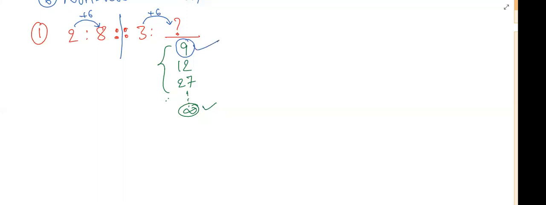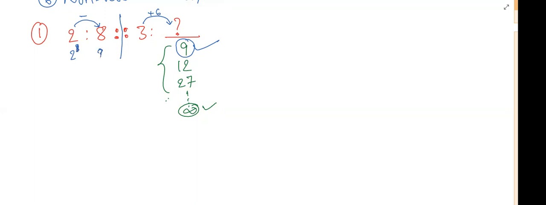Yes, correct. Sir, what is my logic for 27? Tell your logic. Sir, my logic is: 2 cube is 8, and 3 cube is 27. Exactly. 2 cube is 8. Very good.